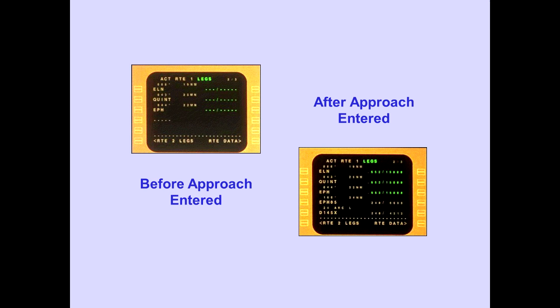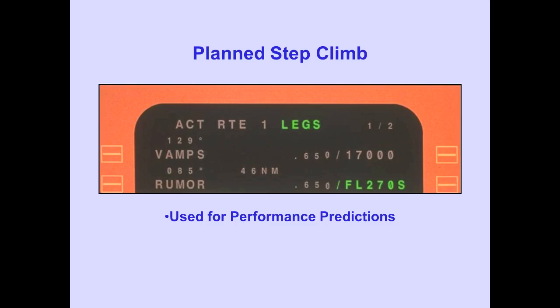Before an approach is entered, dashes are displayed for waypoints that the FMC estimates will be crossed during the descent. After the approach is entered, speeds and altitudes replace the dashes. Entering an S after the altitude indicates a planned step climb point. This altitude is used for performance predictions.